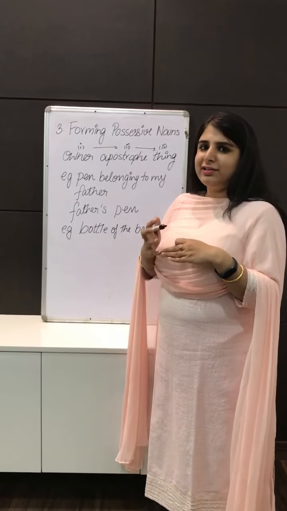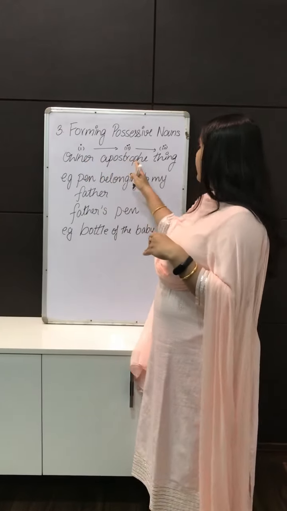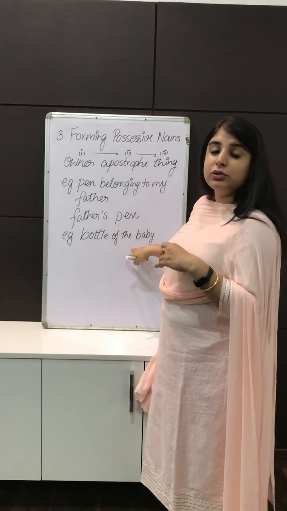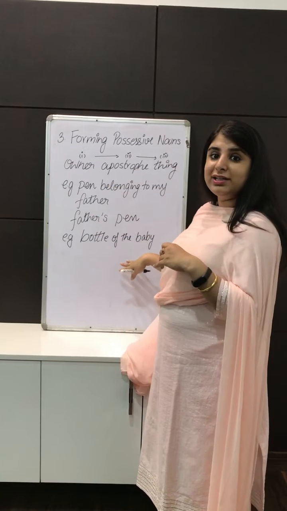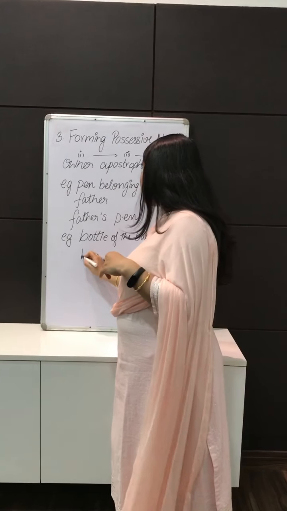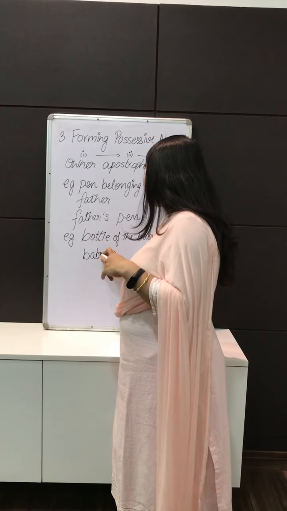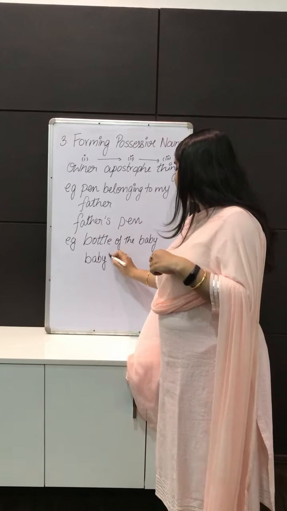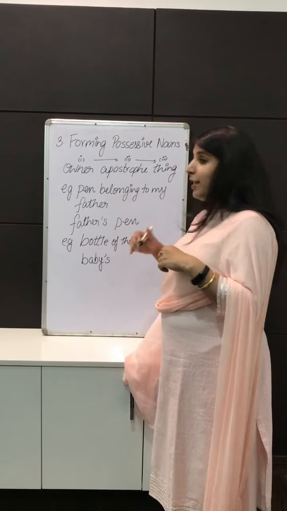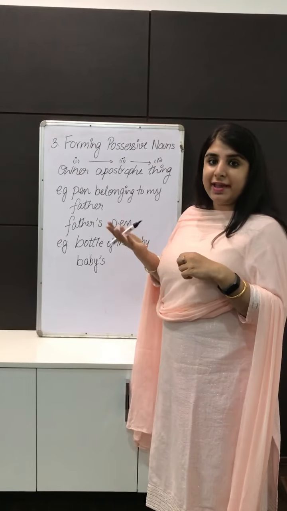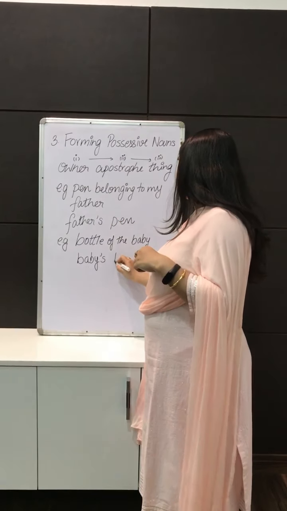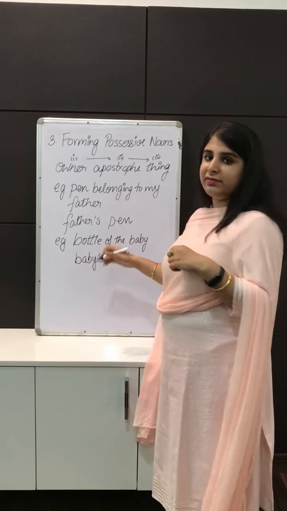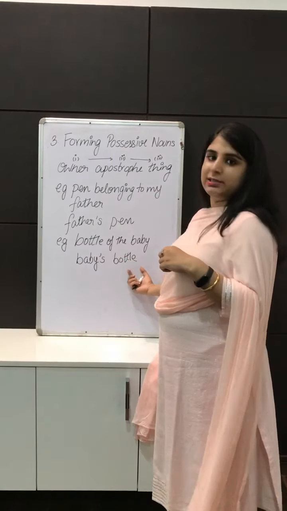Let us take another example and follow the owner apostrophe thing rule. So, bottle of the baby. So, who is the owner? Owner is the baby. So, let's write baby first. Then what's the second step? To put the apostrophe. And what's the third step? To write the thing that he owns. Here we have formed the possessive noun baby's bottle.